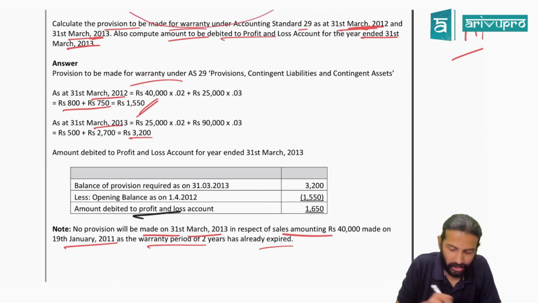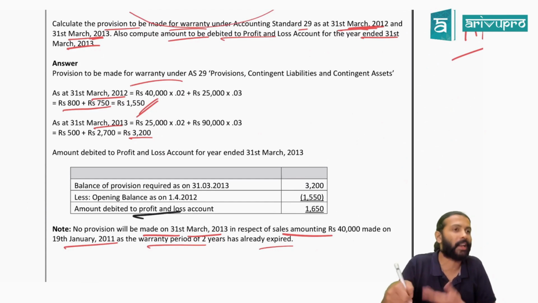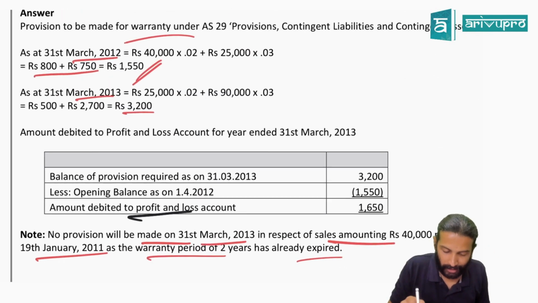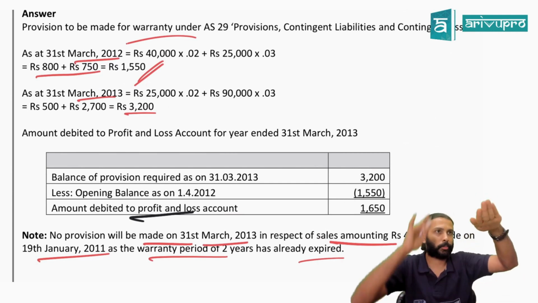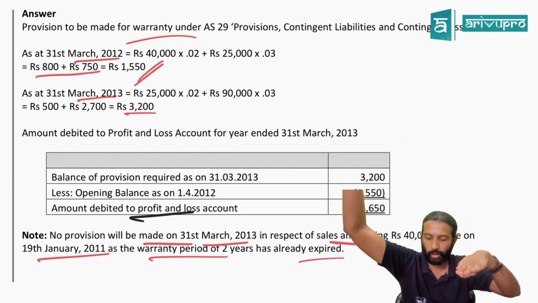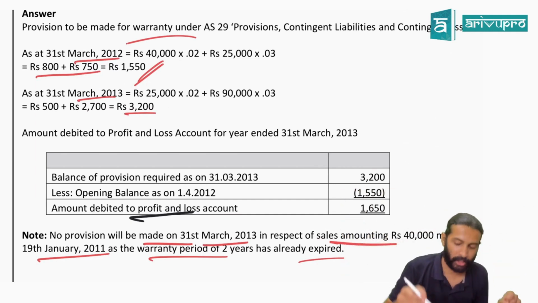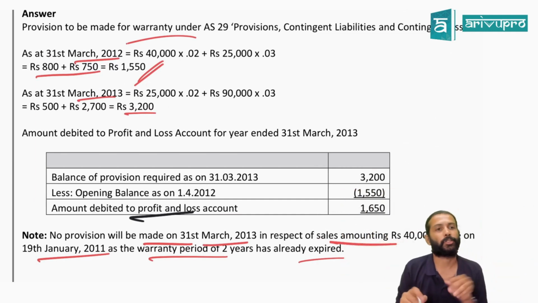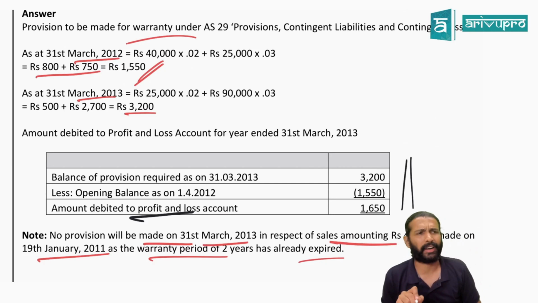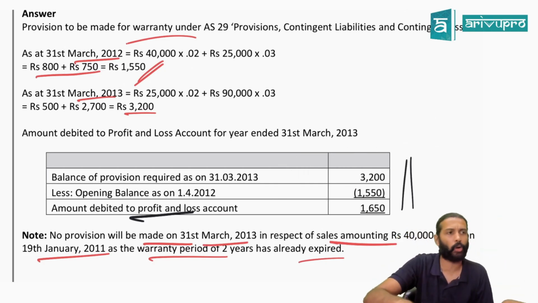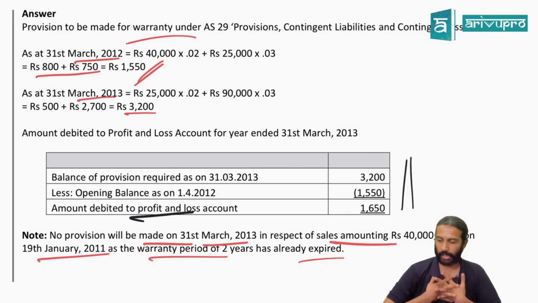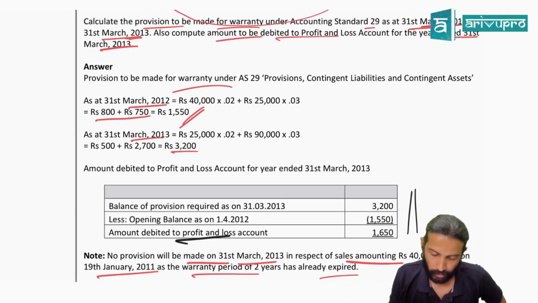They have not done the ledger directly. They've compared the opening and closing balance and derived the answer. The closing balance required is 3,200. The balance available is only 1550. From 1550, you have to increase it to 3,200, so you need to make an additional provision of 1650. You can present like this only. Ledger is not required. For your understanding, I drew the ledger. Present like this in the examination. This is good enough. So this question is okay with you all?